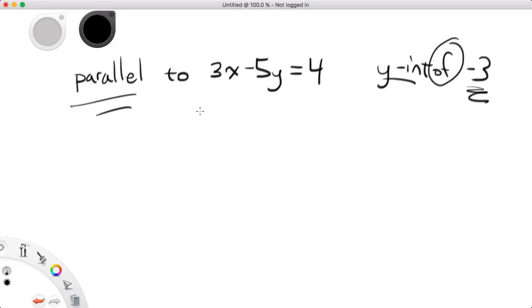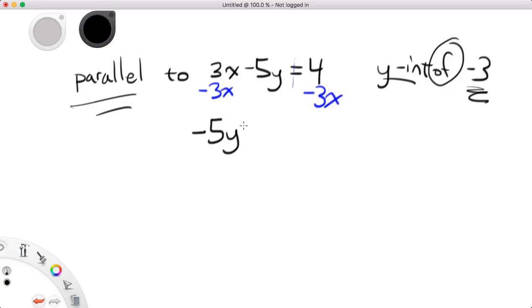5x minus, sorry, that is incorrect, 3x minus 5y equals 4. Parallel to 3x minus 5y equals 4, and it has a y-intercept of -3. Y-intercept of -3. Right? Okay, so if it's parallel, what do we know about lines that are parallel?